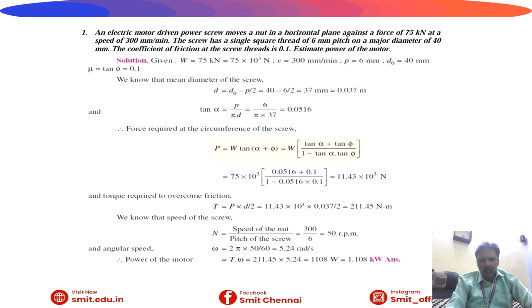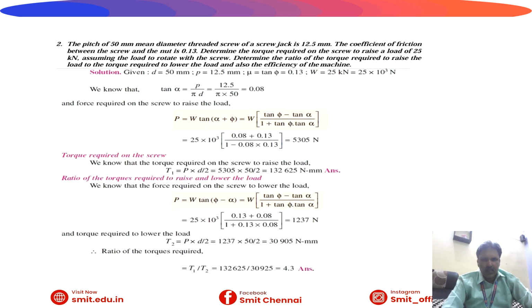So, very important steps. Then angular speed, omega, that we have discussed. Power = T × omega, that is 211.45 into 5.24. Just multiply those two values, finally you will get 1.108 kilowatt. Then again, this problem is related to the same type of problem I discussed in the previous one. Same problem, same method.